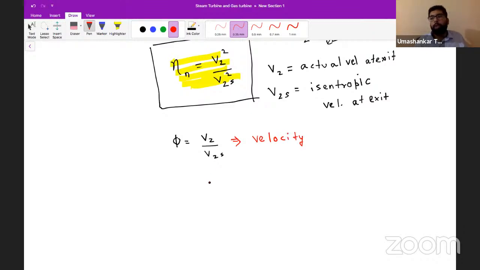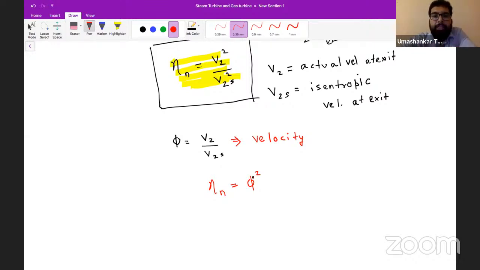One other formula we have arrived at is that nozzle efficiency is the square of the velocity coefficient. So is today's session clear or not? Okay. We are entering into the moving blade now.